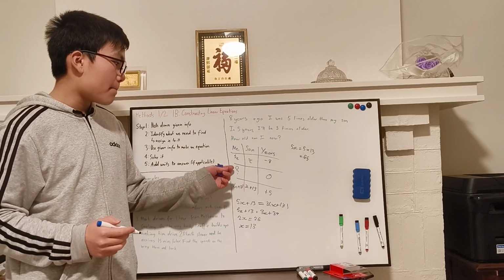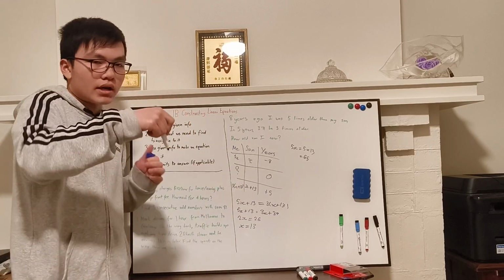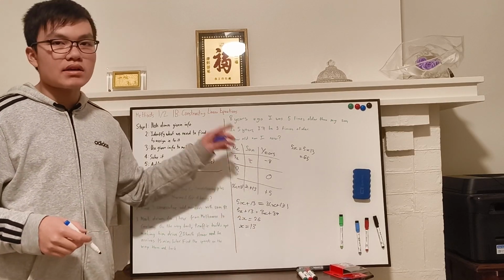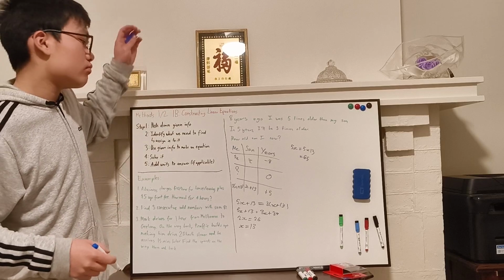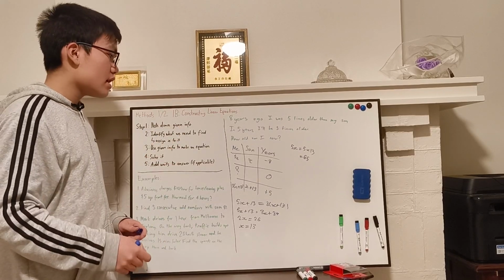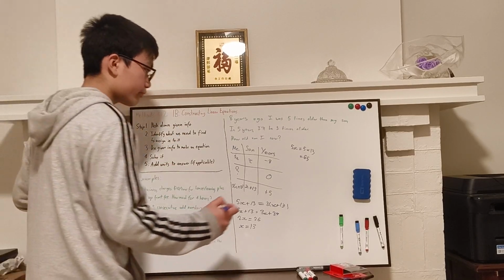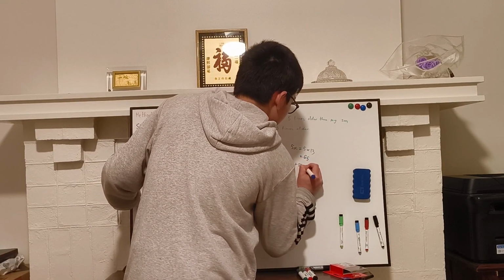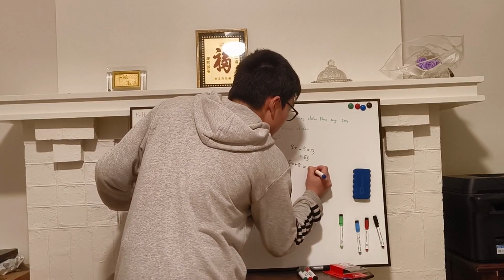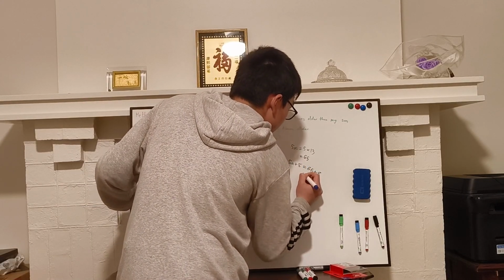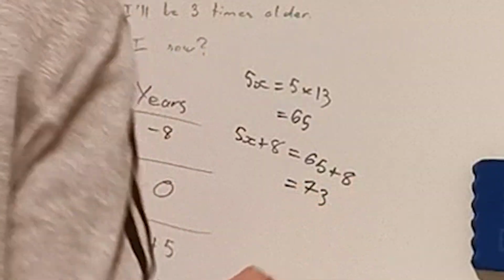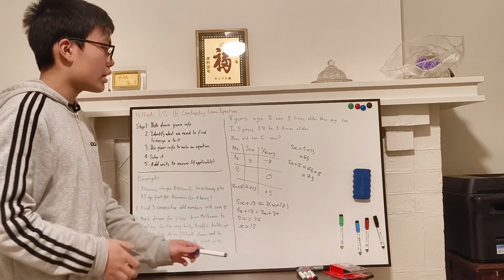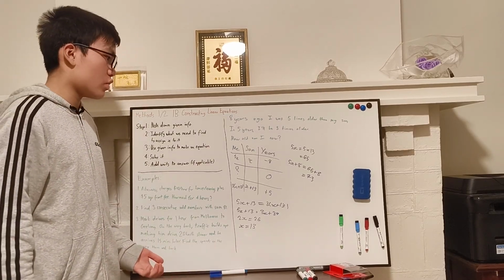Now what we do is, right now, he is going to be 5x plus 8, because 8 years ago he was 5x. So when we bring the time to the present, it's going to be 5x plus 8. So 5x plus 8 is the same as 65 over here plus 8, which is equal to 73. So he is currently 73 years old right now. And that's how we did this question, or how I did this question.